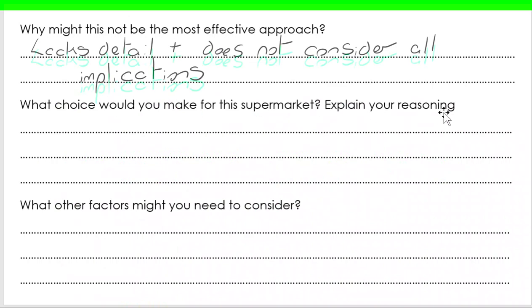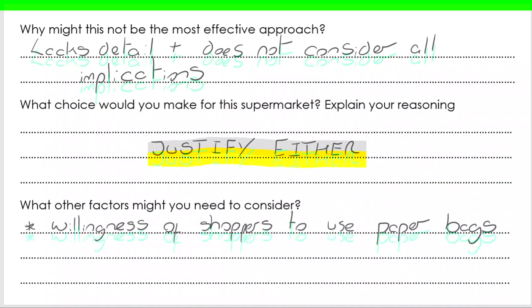What choice would you make for the supermarket? Explain your reasoning. I'm not going to give you an answer because you could justify either. In an exam question, it would be about you justifying your choice based on the information provided and based on your wider knowledge. And what other factors might you need to consider? Well, the one that immediately springs to mind is, would shoppers be willing to use paper bags? Might they be worried that they'll get wet and fall apart? Might they worry they're not strong enough? So you'd have to consider far more than just the data provided.